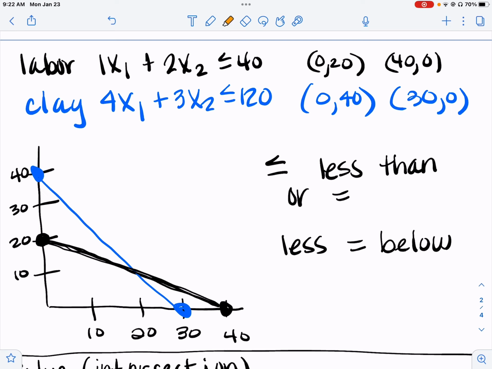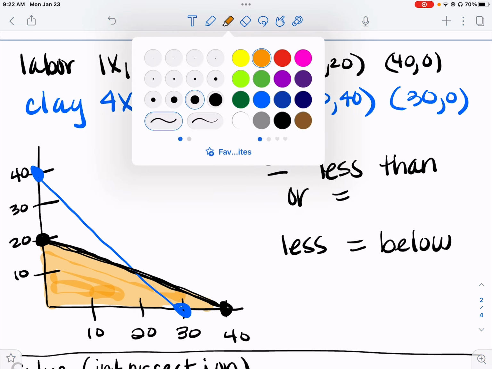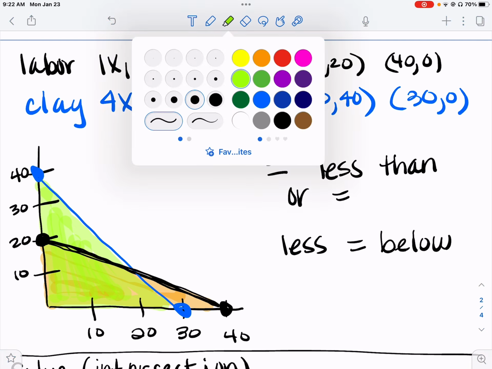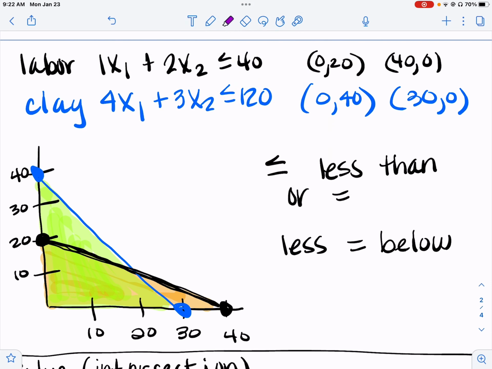Okay, so here's less than the line drawn in black, everything below the black line. Okay, here's everything below the line in blue. Okay, now we want what's below both lines. So what is below both lines? This section is below both of those lines.